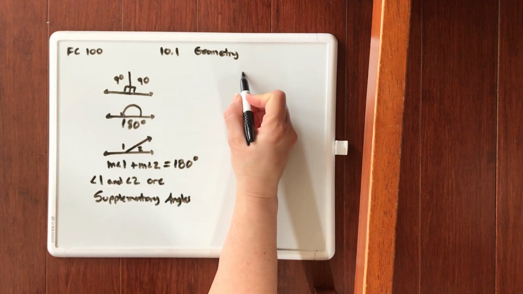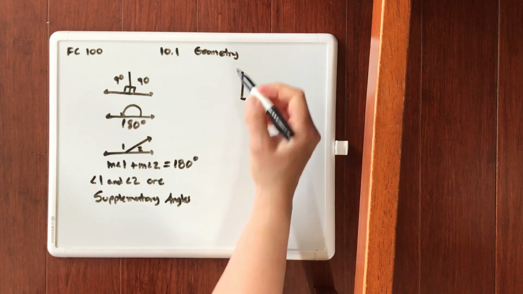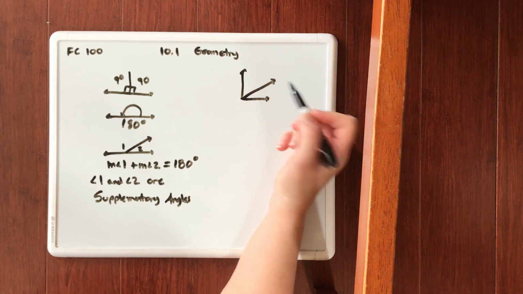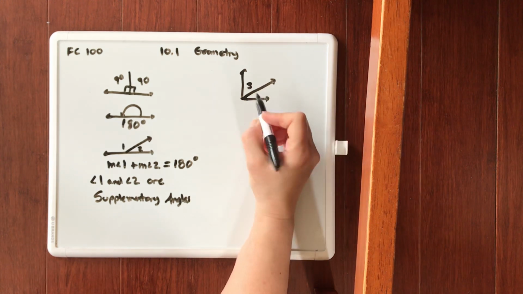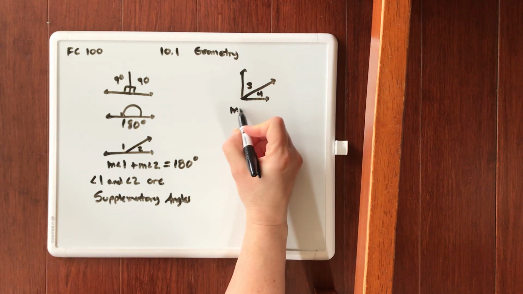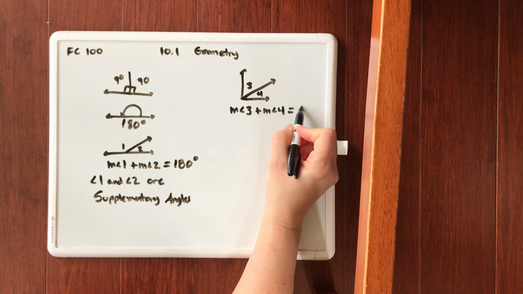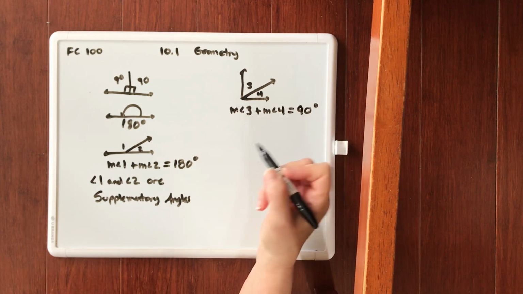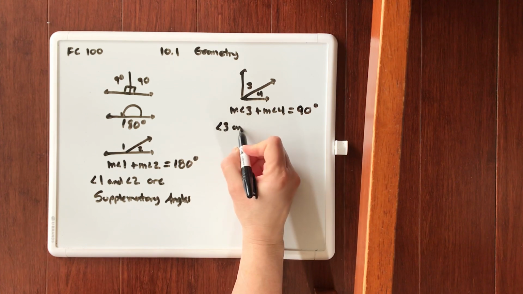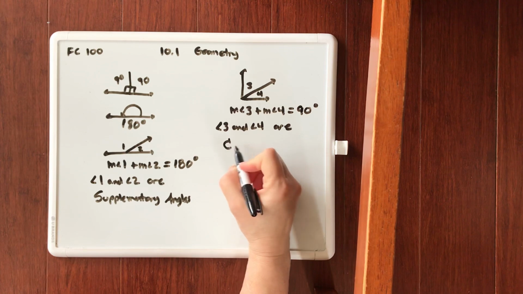Okay, so let's say we take a right angle and we split it up. I'm going to call this angle 3 and this angle 4. Well, we can see that the measure of angle 3 plus the measure of angle 4 equals 90 degrees. And we say angle 3 and angle 4 are complementary angles.